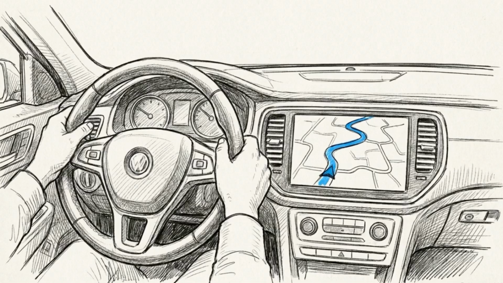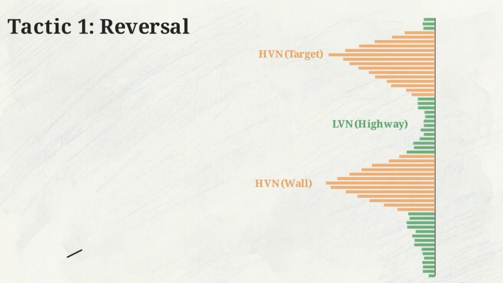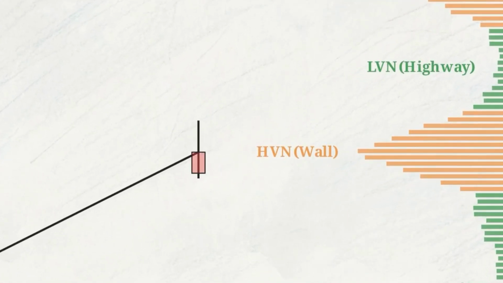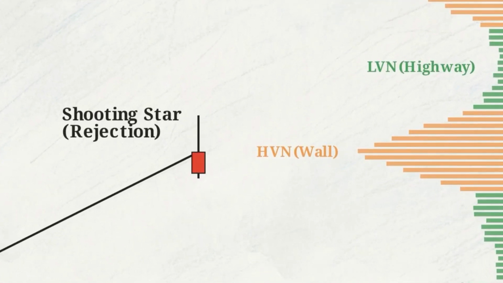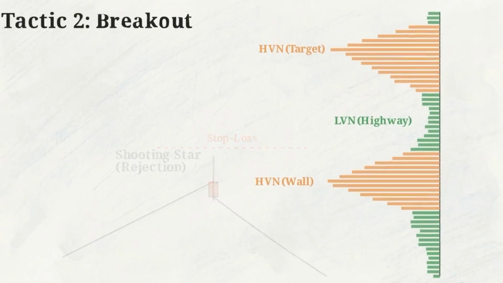Once the map is ready, you must choose the right tactic for the road conditions. You drive differently in a traffic jam than you do on an open freeway. The first tactic is the reversal. When the price approaches a high-volume traffic jam, you prepare for the price to hit that wall and bounce back. Wait for a specific pattern to form, like a shooting star candlestick, which shows the price is being rejected by the wall. If the bounce is confirmed, you place a protective stop-loss line just on the other side of that traffic jam.